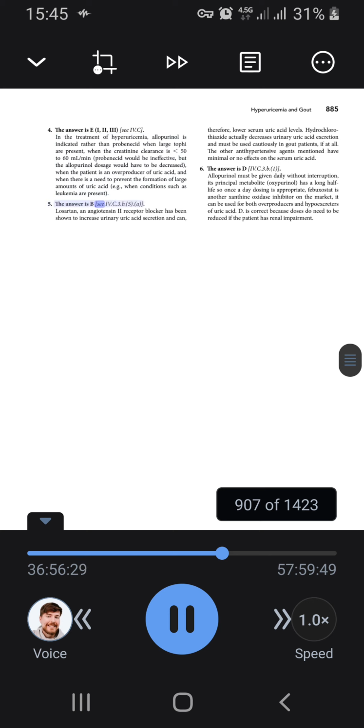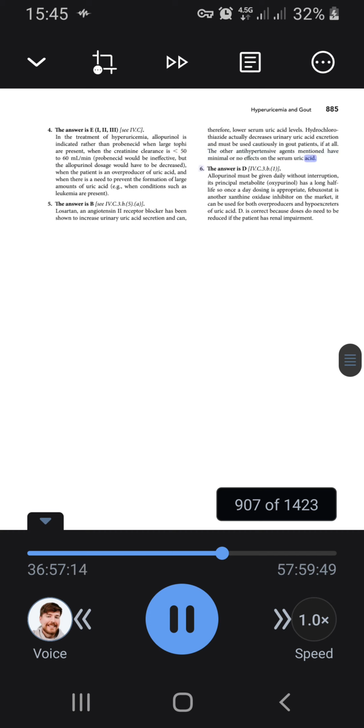5. The answer is B. The olmesartan angiotensin II receptor blocker has been shown to increase urinary uric acid secretion and can, therefore, lower serum uric acid levels. Hydrochlorothiazide actually decreases urinary uric acid excretion and must be used cautiously in gout patients, if at all. The other antihypertensive agents mentioned have minimal or no effects on the serum uric acid.